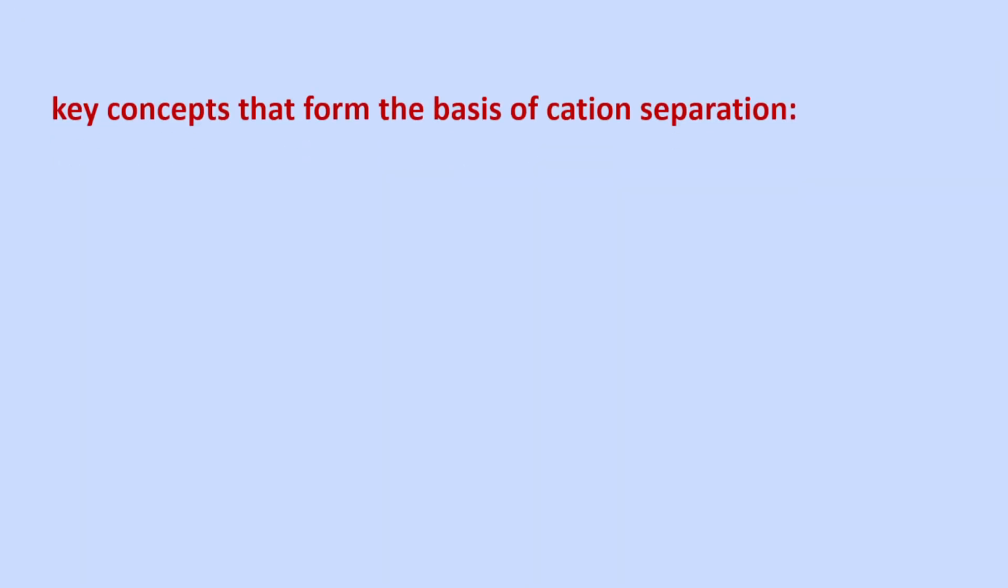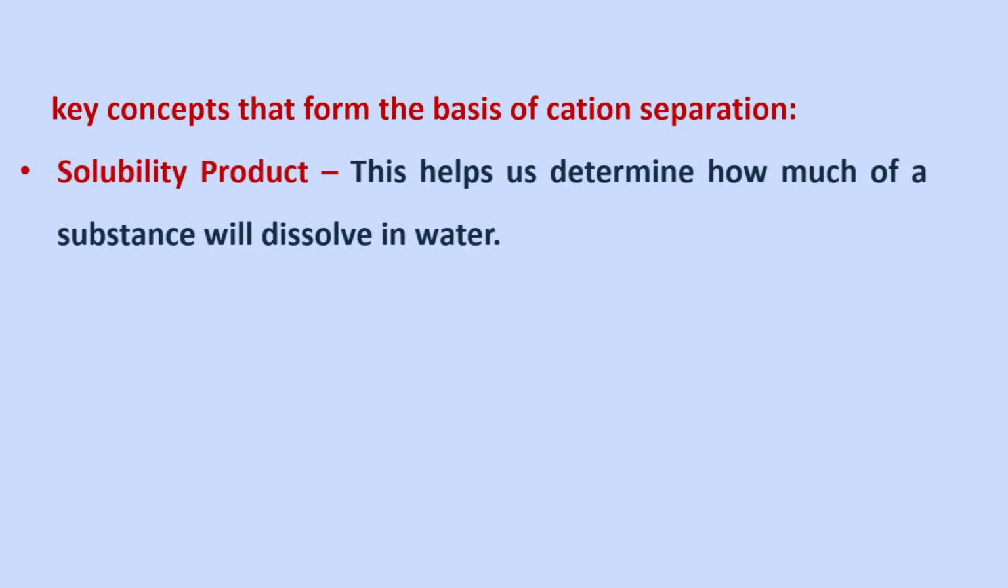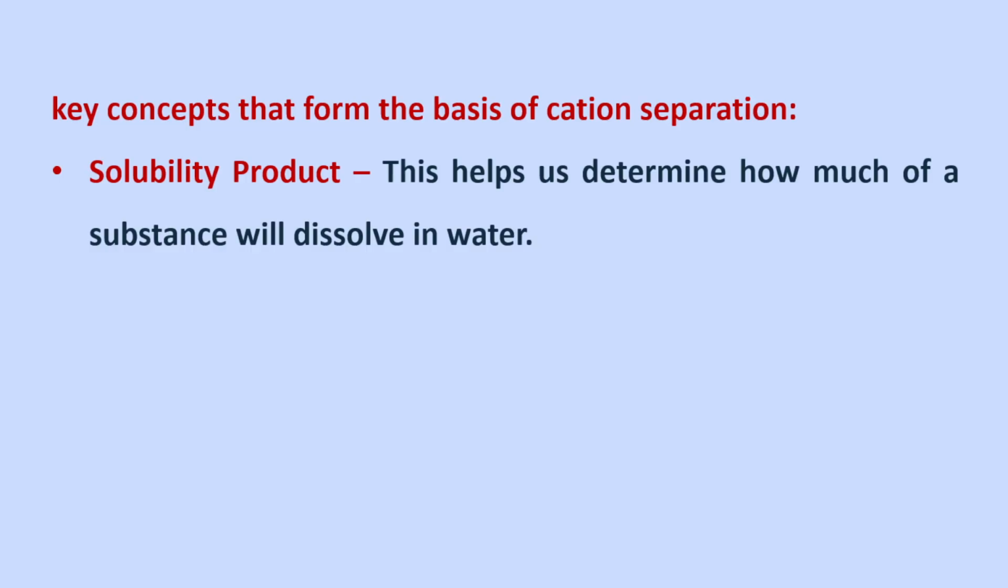Key concept behind the cation separation. Before we go further, let us understand the two key scientific principles behind the separation of cation in qualitative analysis. The first one is solubility product. This tells us how much of a substance can dissolve in water. If the product of ion concentration exceeds the solubility product, the substance starts to precipitate out. So we use this principle to decide when a cation will form a solid precipitate during the analysis.